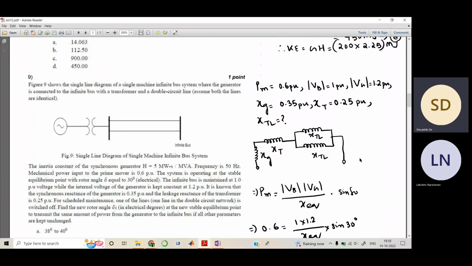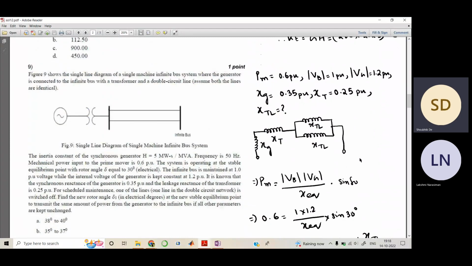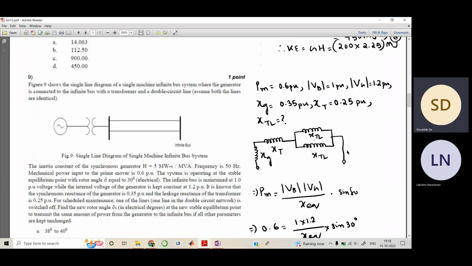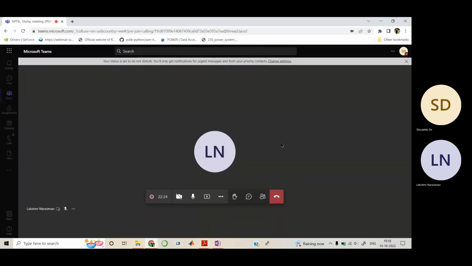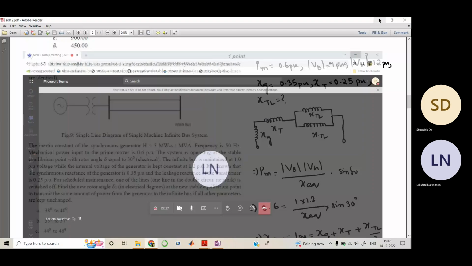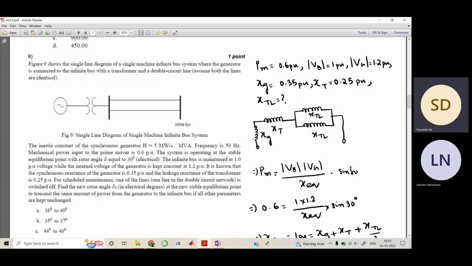Now let us go to question number 9, the more complex problems actually. These problems tend to be more lengthy because of the information that is given there. As you can see, there is a lot of information. These consume the space actually. Figure 9 shows the single line diagram of a single machine infinite bus system where the generator is connected to the infinite bus with a transformer and a double circuit line. So this is the transformer and this is the double circuit line.